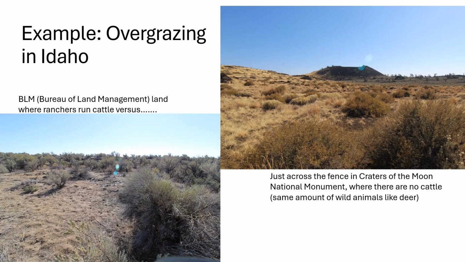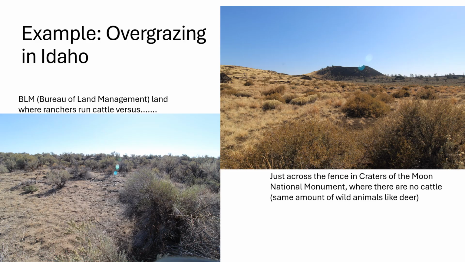So to illustrate the overgrazing, I have these two photos that I took literally right across the fence from one another, in Craters of the Moon National Monument and just outside of the National Monument in Idaho. So Western United States, xeric shrubland, or at least sagebrush steppe, a similar biome that we're not really going to focus on. We'll call it similar to a xeric shrubland for our purposes right now.